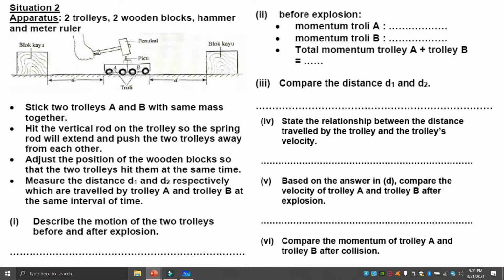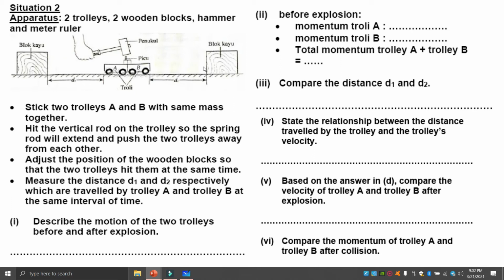So this is situation 2. Let's say we do it in the lab. Stick two trolleys A and B with the same mass together. Hit the vertical rod on the trolley, so the spring rod will extend and push the two trolleys away from each other. There is a spring here, and you will hit the spring here. So what will happen? A and B will move in different directions, right?